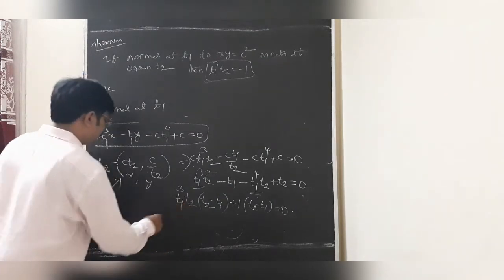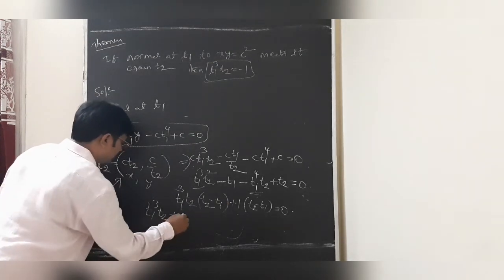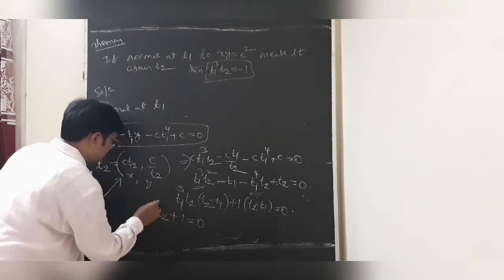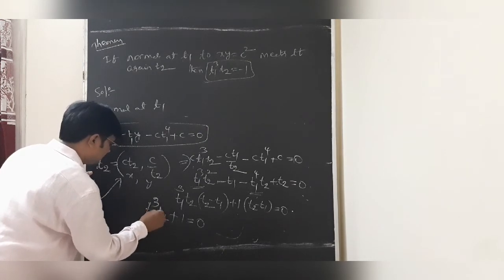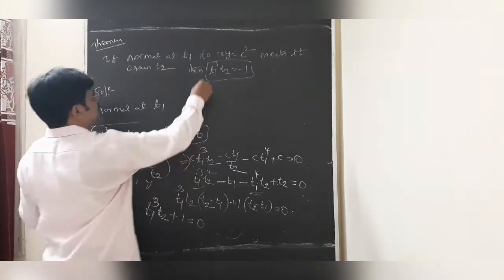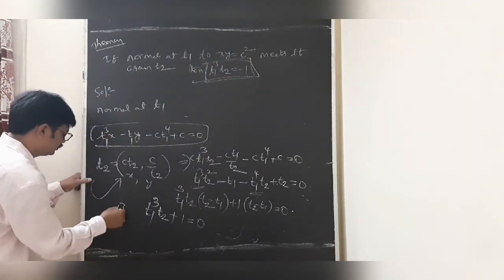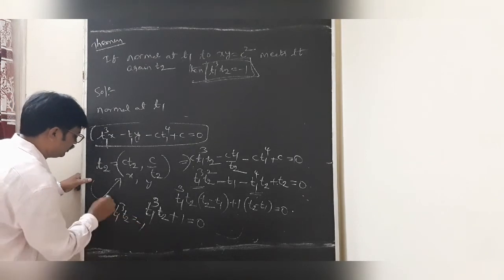So what remains here is t₁³t₂ + 1 = 0, that is, t₁³t₂ + 1 = 0. This is our required result: t₁³t₂ = −1.